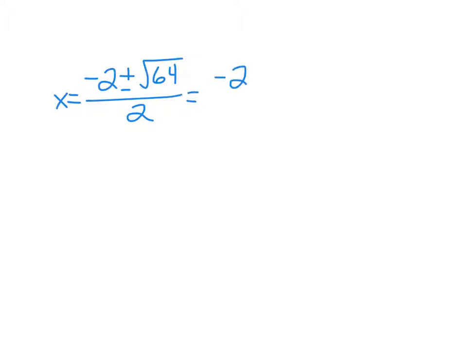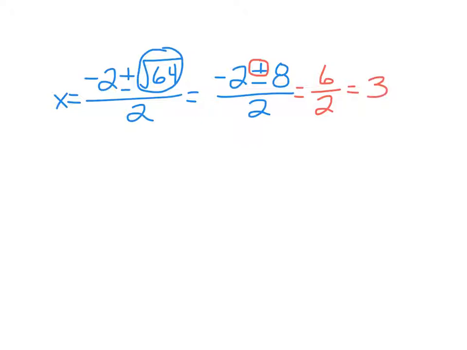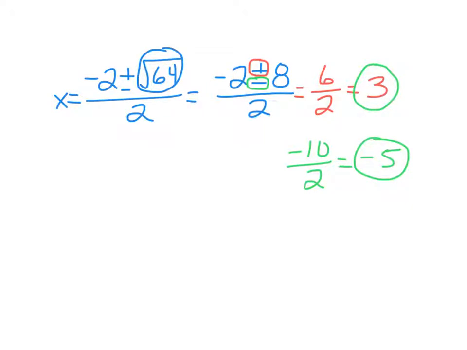So I have x is equal to negative 2 plus or minus the square root of 64, which is equal to 8. So I have 8 over 2. And now I just need to go through and figure out what this answer is. If it's negative 2 plus 8, negative 2 plus 8 gives me a positive 6, and I have 6 divided by 2, so one of my possible answers is 3. If it's negative 2 subtract 8, negative 2 subtract 8 gives me a negative 10, so I have negative 10 over 2, which gives me a negative 5. So I have two possible answers for this problem. Either x could be equal to 3 or x could be equal to negative 5.